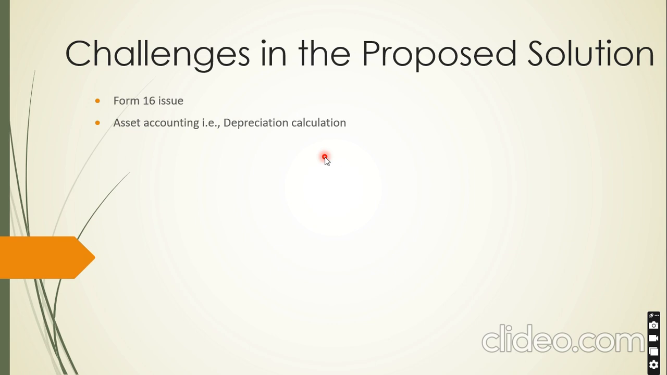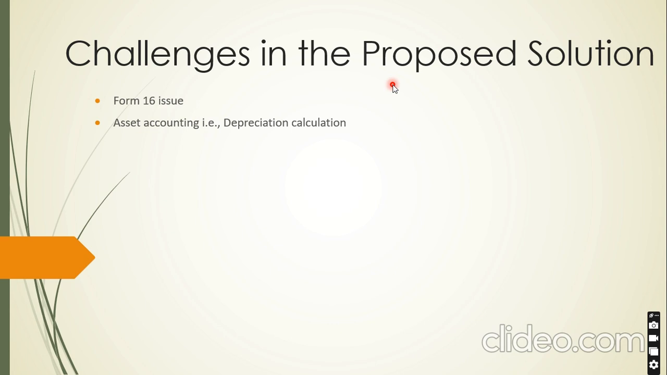existing business. Or if you are creating new company codes, then you have to run the Form 16 for all company codes. And for asset accounting depreciation calculations, we need to thoroughly check the company codes where the fiscal year variant has to be changed. If it is a rollout case and all the new legal entities are going to be created, then there won't be any issue.